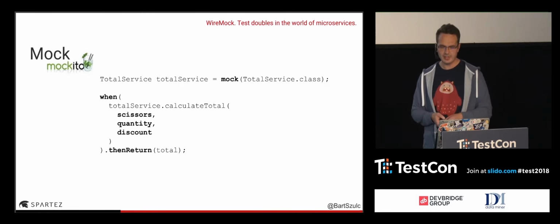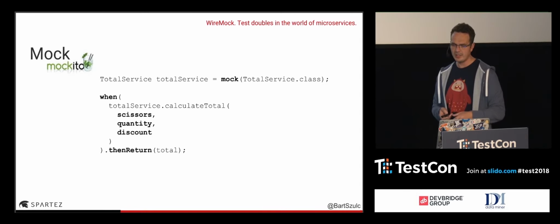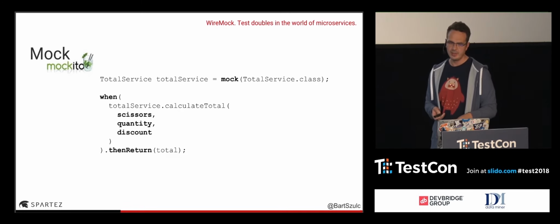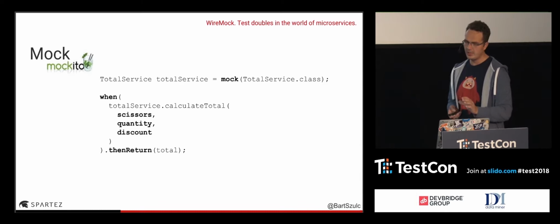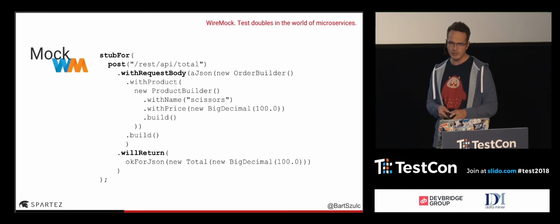In this case, we are using Mockito, and yet again we want Mockito to return a specific value when the calculate total method is called. But because we are mocking now, we are interested in confirming that this method is called with a specific type of product, specific quantity, and specific value of discount. So this is the big difference between mocking and stubbing. And we can also do that with Wiremock.